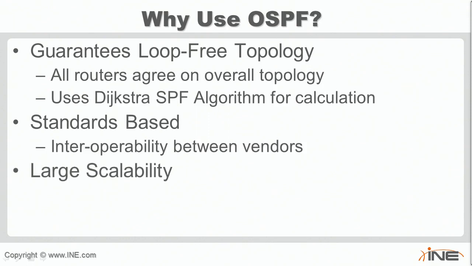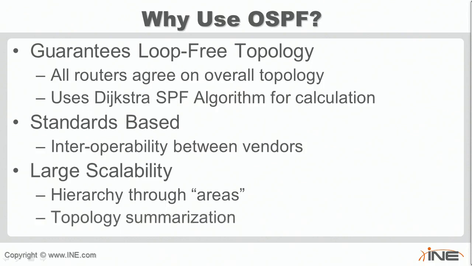The other key point is that it's very highly scalable. The way that it accomplishes this is through a hierarchy that we call the areas of OSPF. This is one way that we can hide some of the details of the topology so that the routers don't have to have detailed information about every single link in order to calculate their trees. So when we look at the difference between a single area in OSPF and multiple areas in OSPF, what we're trying to do is make the network more scalable, be able to add more routers, be able to add more links, but still be able to guarantee that the network is going to be loop-free.